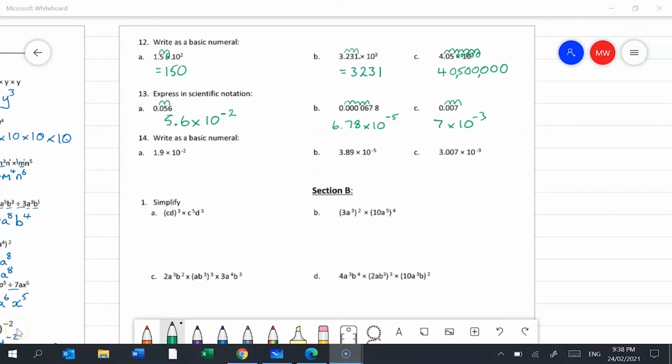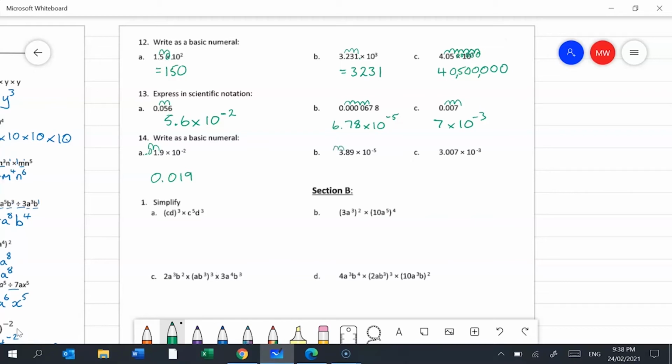And in question 14, what we're doing is we're writing these scientific notations as a basic numeral. Straight away I can see that there's a negative number here, so it's going to be a small number. So this time I'm going to put my decimal to the 1, 2 to the left, okay? I'll fill in the gaps. The point will go there, so it will become 0.019, okay?